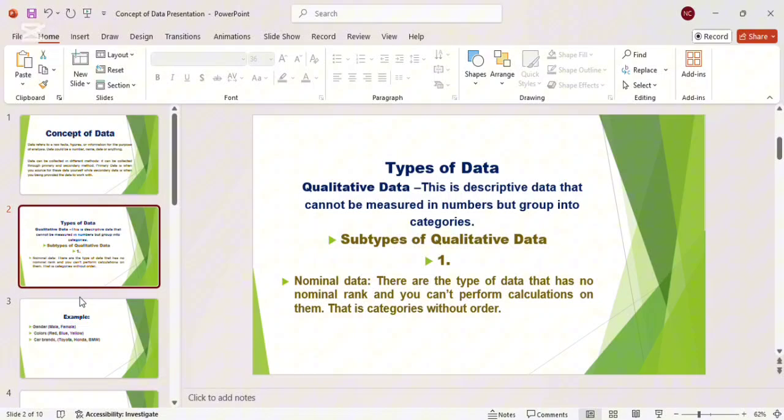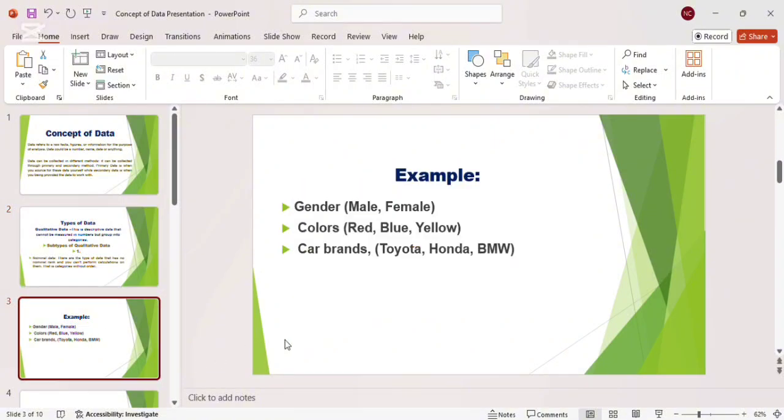We also have colors like red, blue, yellow, green, and so on. All these colors are categorized as types of colors. One has no rank over the other. We also have car brands like Toyota, Honda, BMW. Just like the previous examples, you categorize all these as types of car brands. One has no rank over the other.